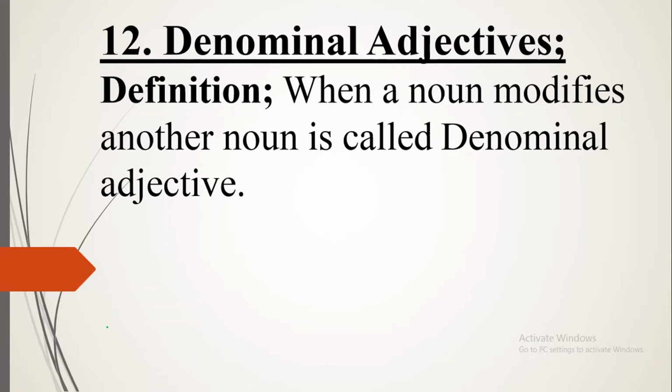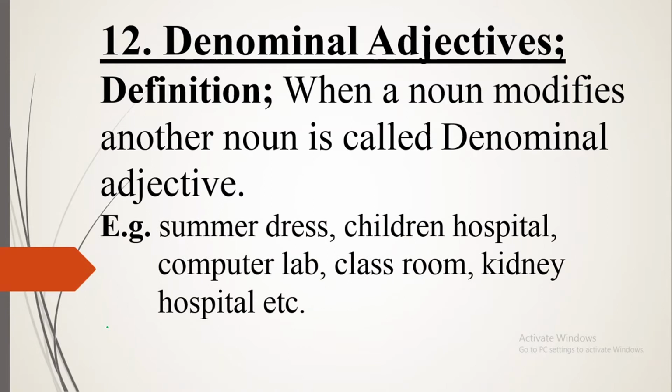Why is it called a denominal adjective? Because one word is adding something to the meaning of another word. Now see, over there, one thing is there. It is a compound noun together. And what is a compound noun? When two or three words are combined together to form a new word in a vocabulary, they are called compound nouns.